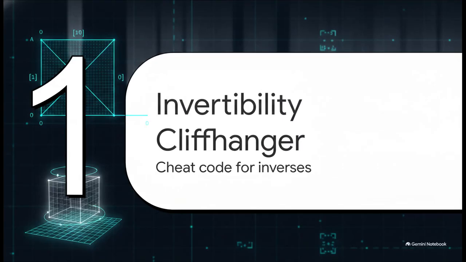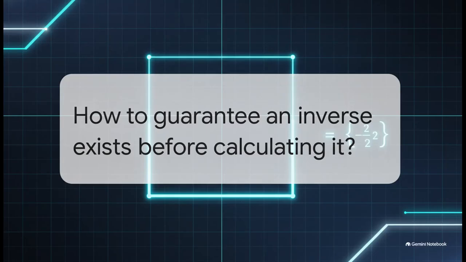All right, Section 1, the invertibility cliffhanger, finding the cheat code for matrix inverses. As you might remember, multiplying a matrix by its inverse gives us the identity matrix, effectively hitting the undo button. But some matrices squash 2D space down into a single flat line, permanently destroying information. When that happens, you genuinely cannot tell where two different points used to be, because they are now crammed onto the exact same crushed line. We need a magic number to warn us before that collapse happens.